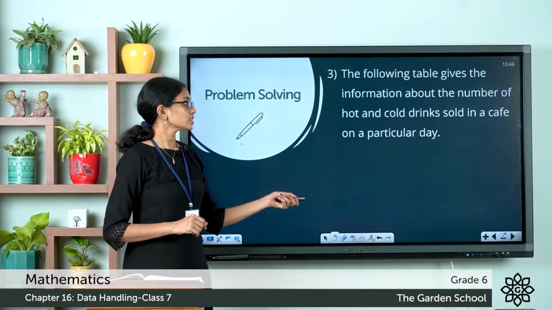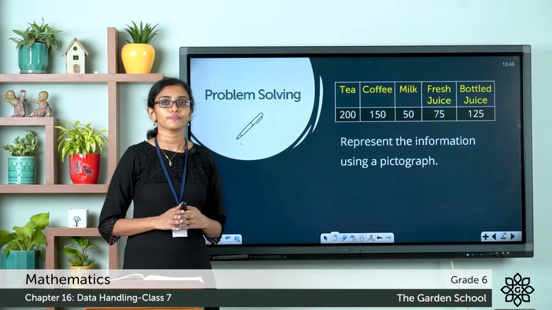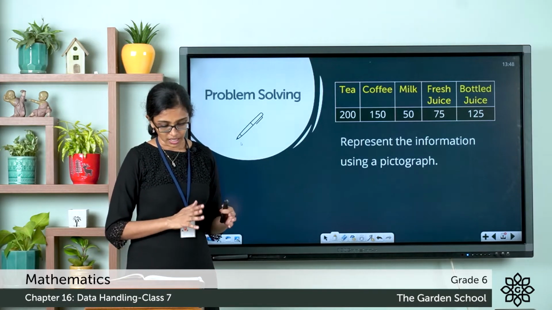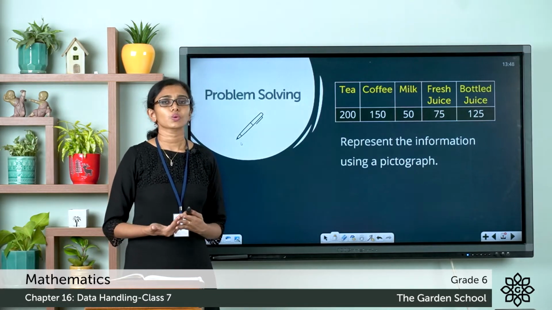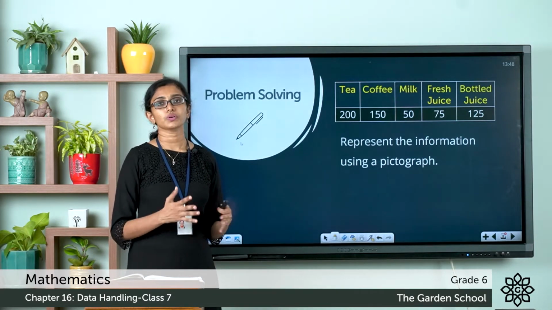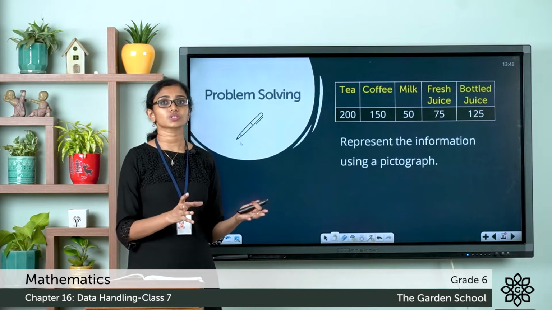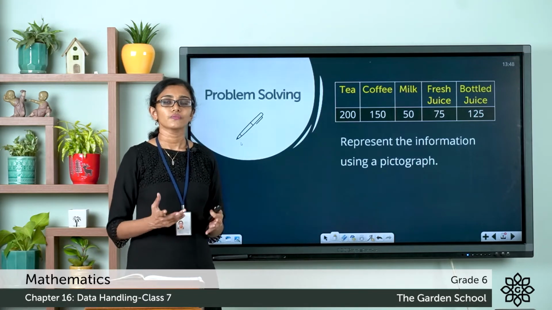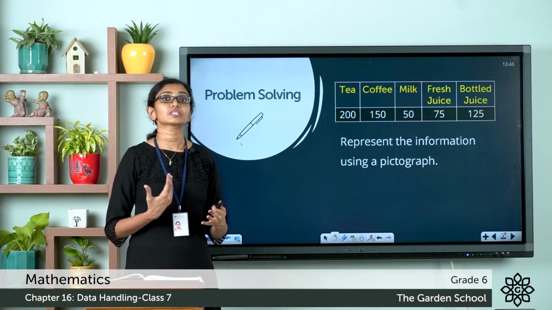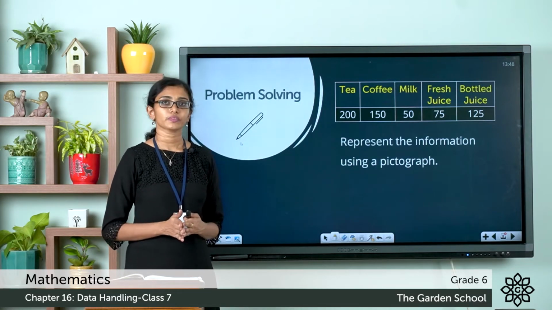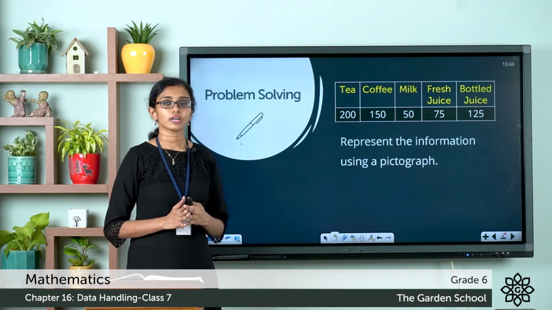So here, for this question, you are given a table. Now, you have to represent this information using a pictograph. So what is a pictograph? In a pictograph, you are going to represent some data using pictures or symbols. So from the data given to you, which is in the form of a table, you have to construct or draw a pictograph. Now, what is this data about?